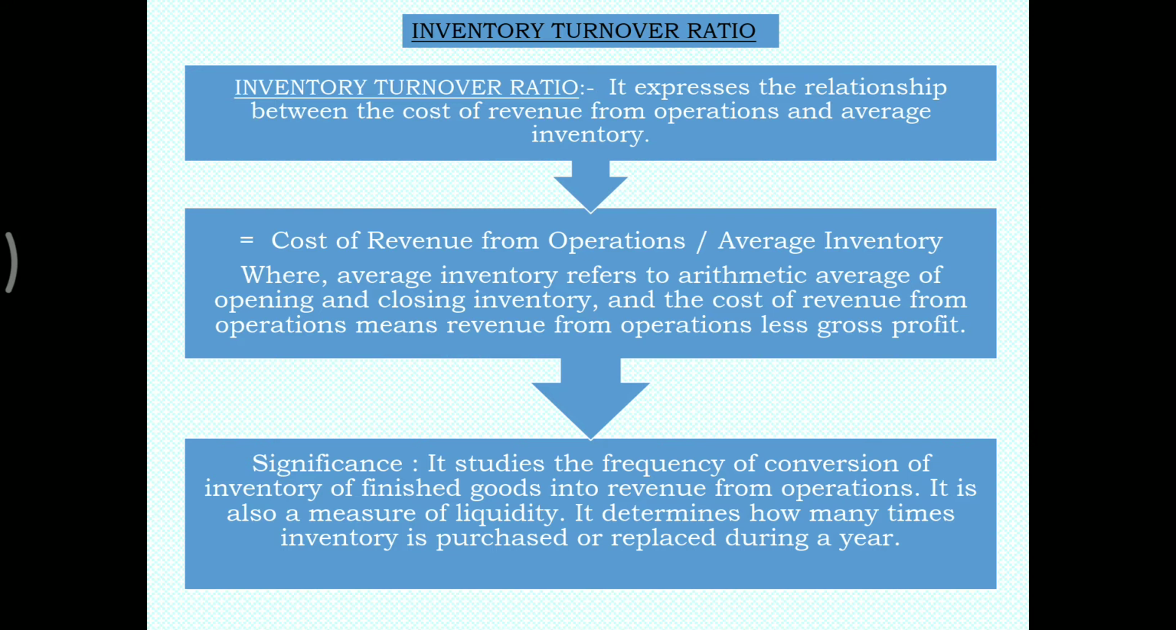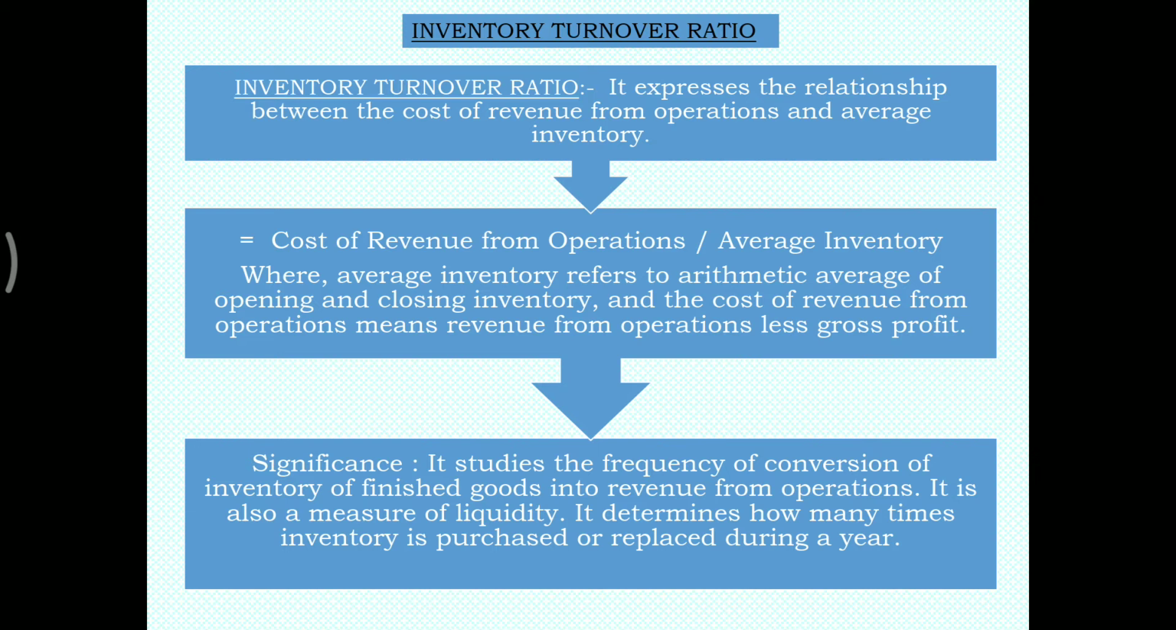Now, what is inventory turnover ratio? This ratio expresses the relationship between cost of revenue from operation and average inventory. Then, what is cost of revenue from operation? Cost of revenue refers here to revenue from operation minus gross profit, or it can be calculated in two different ways.